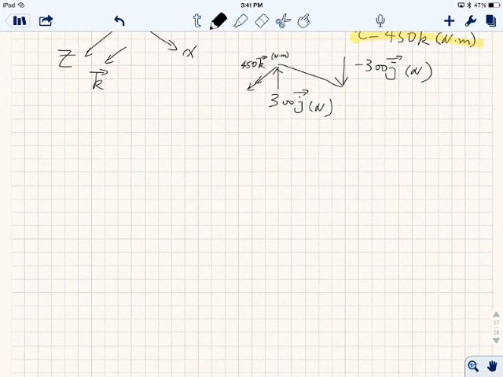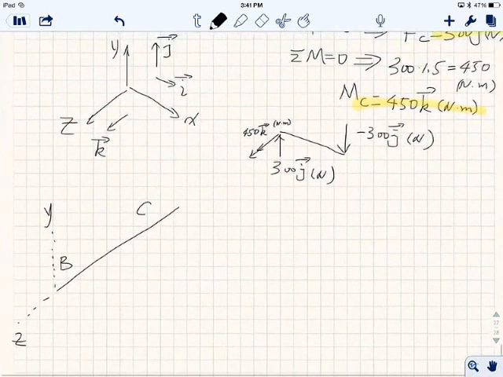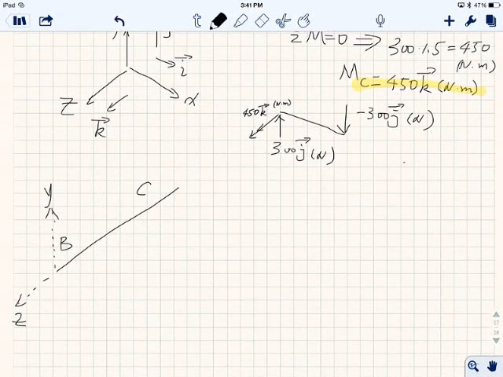BC. So point C and point B. Now again, this is your Y direction. This is your Z direction. Just to be clear, because this direction still applies, right? Y is going up, Z is coming along the same direction as BC. So I am going to use arrows.